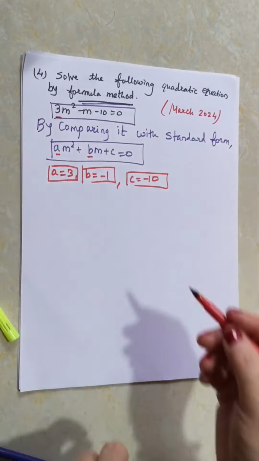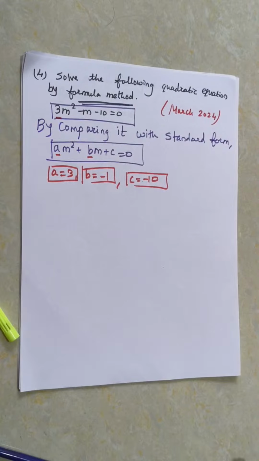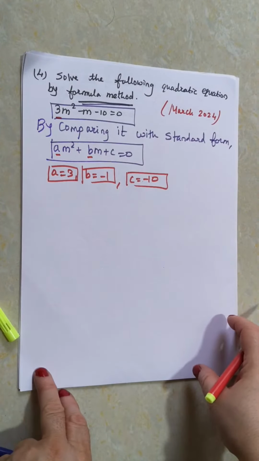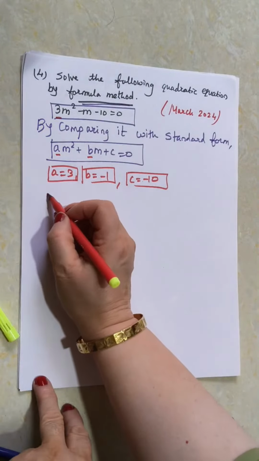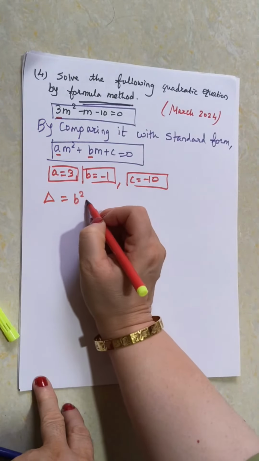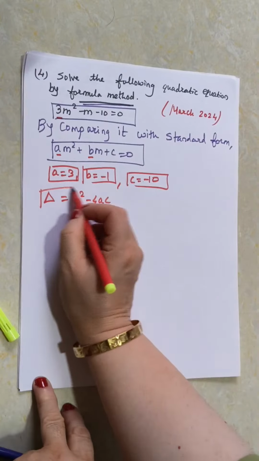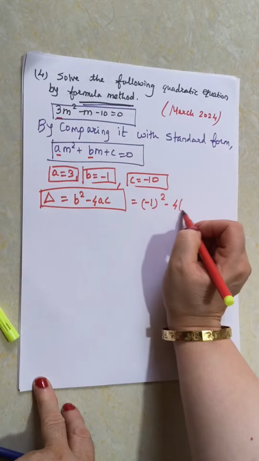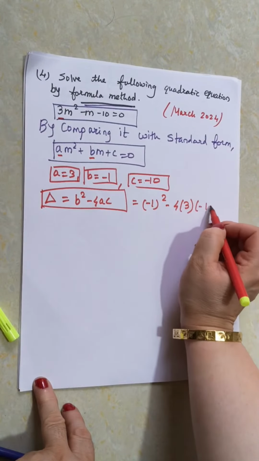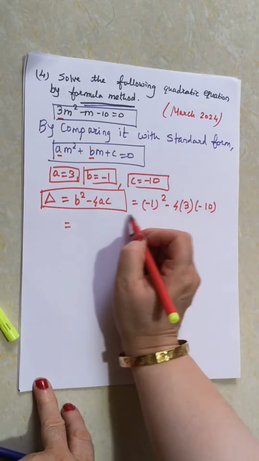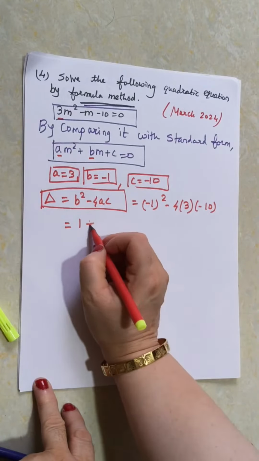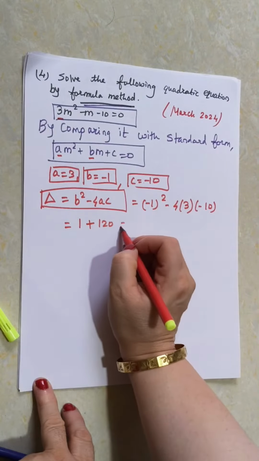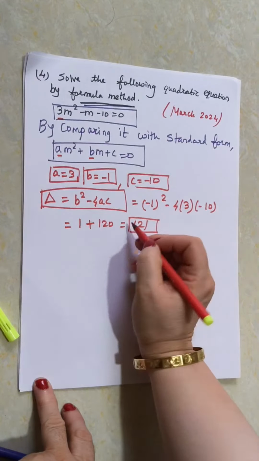Now again let us find out discriminant delta. So delta is equals to B square minus 4AC. So let's put the value here. B square means negative 1 square minus 4, A is 3 and C is negative 10. So negative 1 square is 1, and negative negative is positive. 4 threes are 12, 12 tens are 120. So 121. So what is the answer of delta?